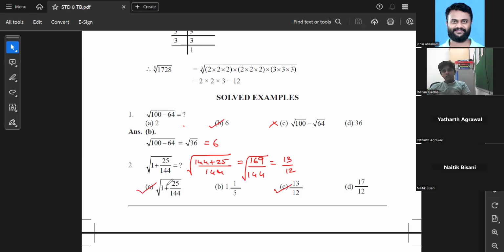Now even though I know that this is also correct, in the answer sheet which one will I mark correct? I will mark only C correct, because C is the simplified format.